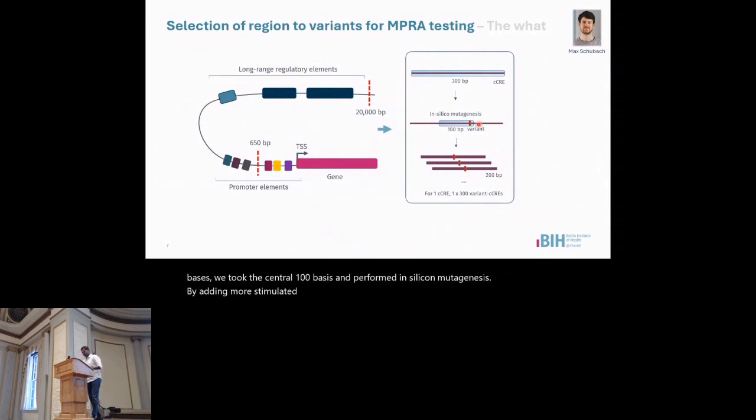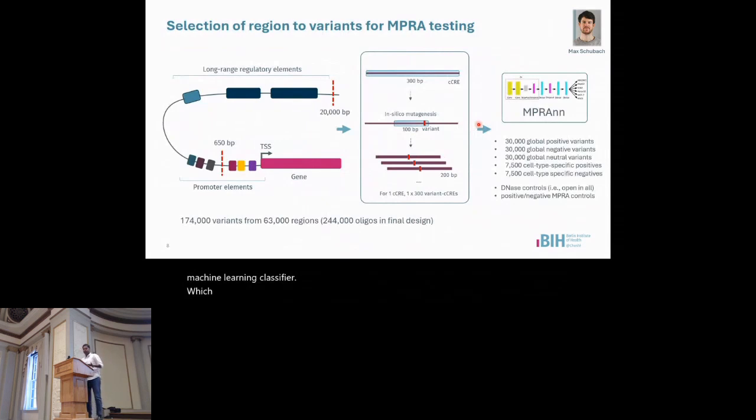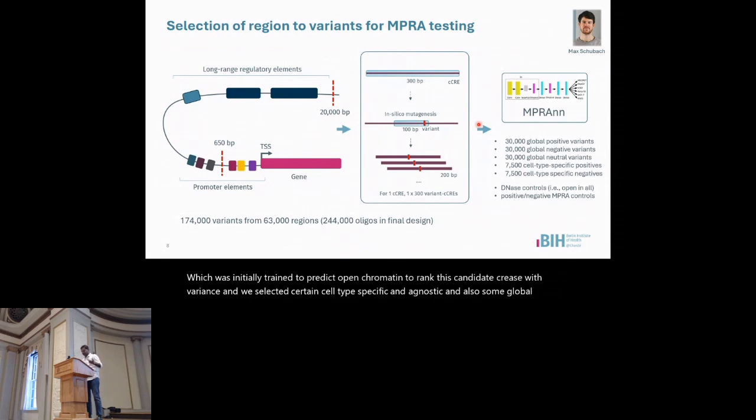In our final design, we also used an in-house built machine learning classifier, which was initially trained to predict open chromatin, to rank these candidate CREs with variants. And we selected certain cell type specific and agnostic, and also some global positive, neutral, and negative variants for our MPRA testing design. This also included some universal controls. These are regions that are open in all cell types or closed as DNase controls. And we also included certain positive and negative variant controls from previous MPRA studies.